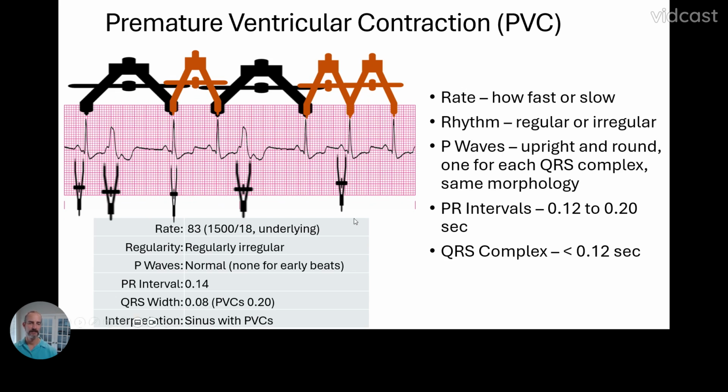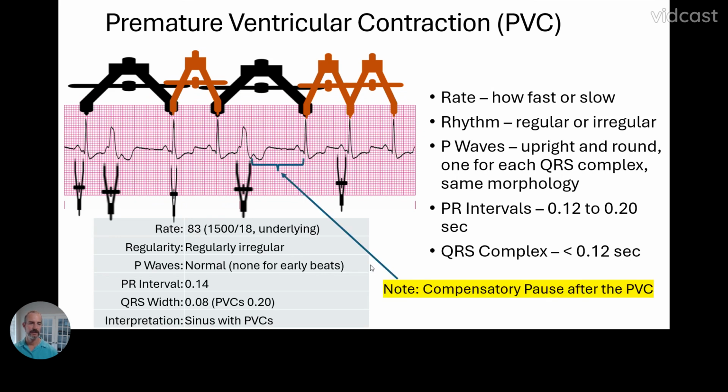All right, and again, it is sinus because it is in between 60 and 100 as far as that underlying rhythm goes. All right. Note that compensatory pause after the PVC. Just want to identify that. That is a good thing. The heart is taking a little bit of time to get back to its normal rate, so to speak.